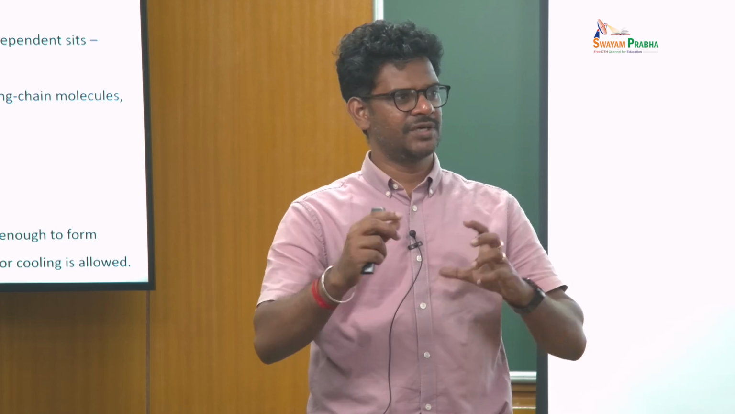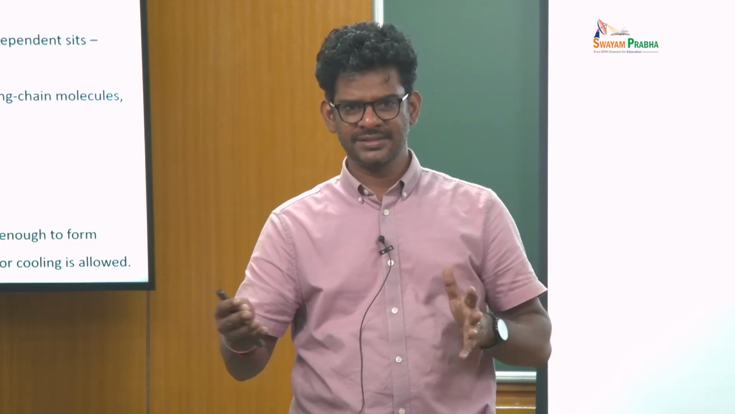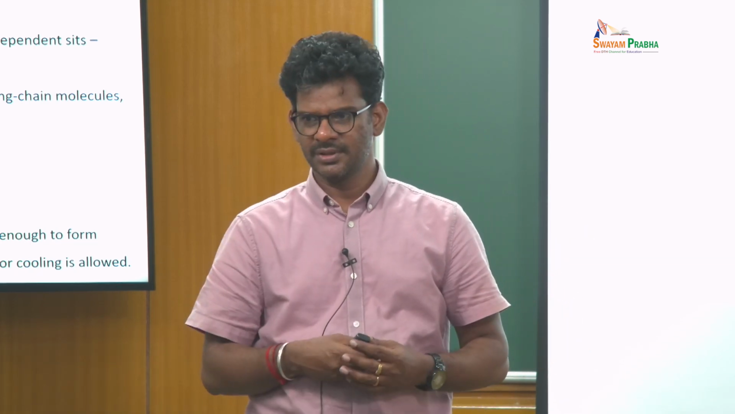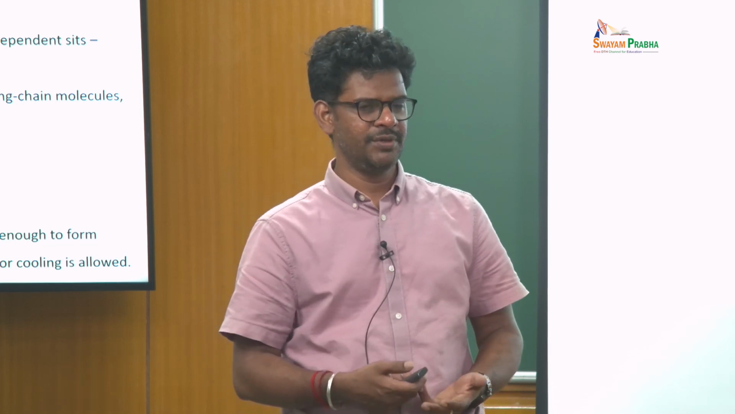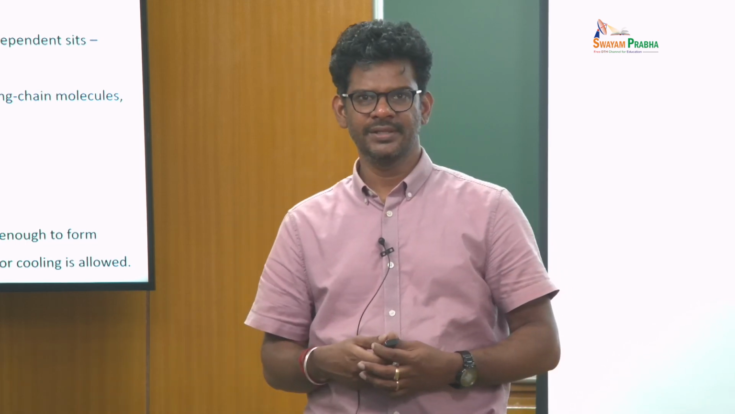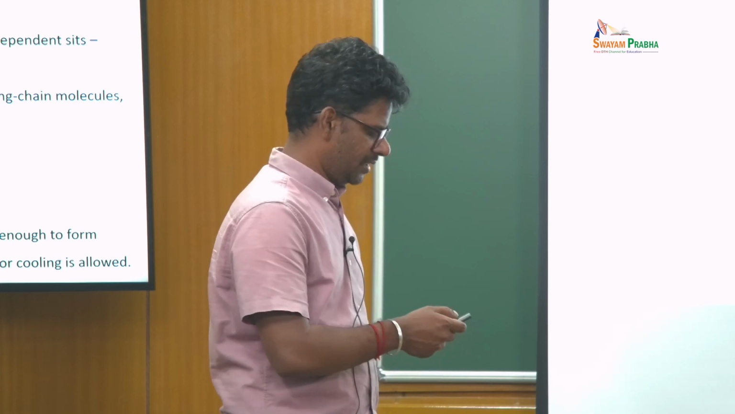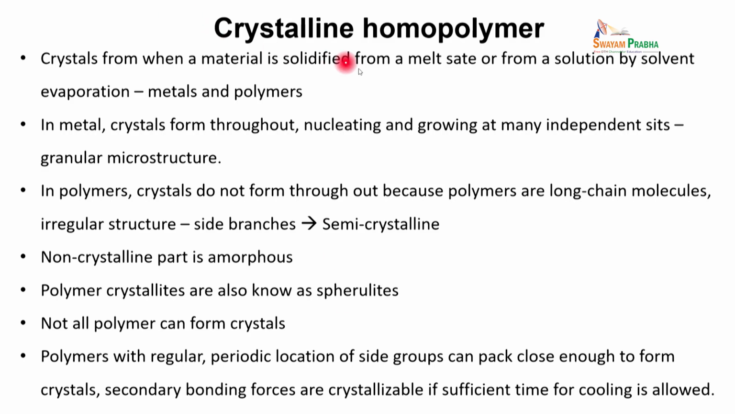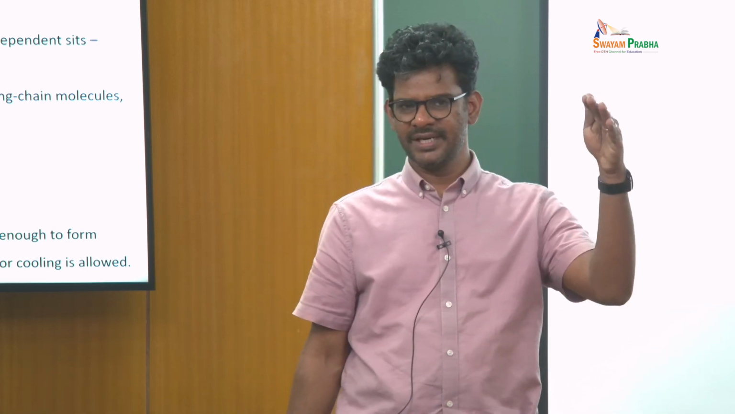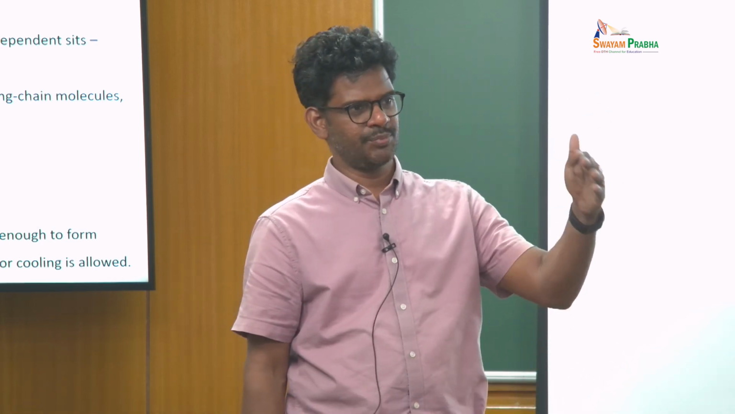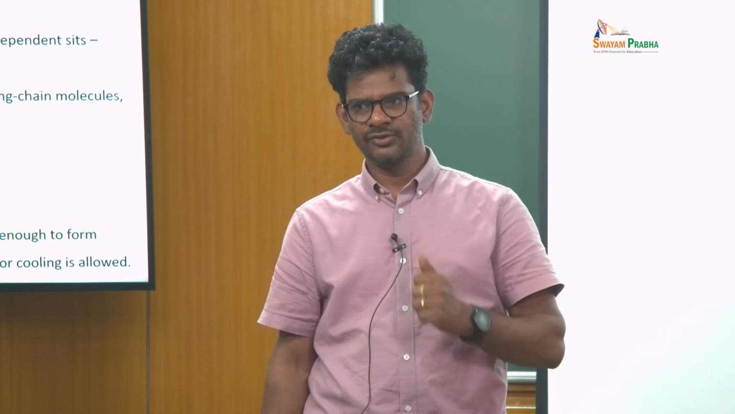If you have side groups which are bulkier and irregularly placed, you will not be able to pack them close. So that means you will not be able to crystallize them, okay. And another factor is the cooling time. When you cool a melt from a melt to solid, there is a rate at which you are cooling this, the temperature per unit time. That cooling rate also matters.